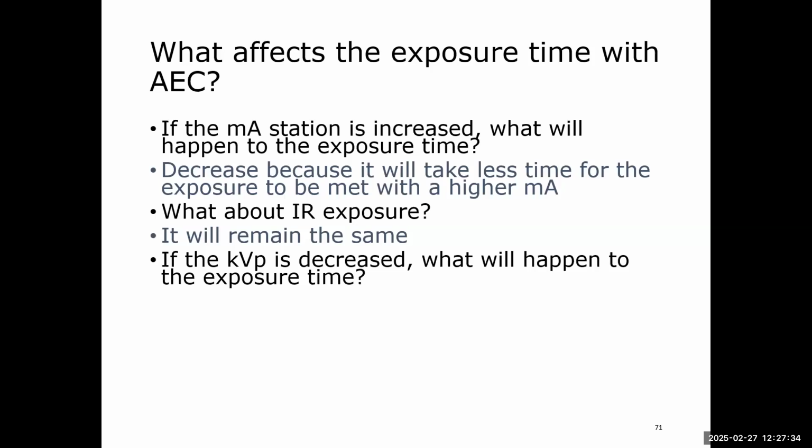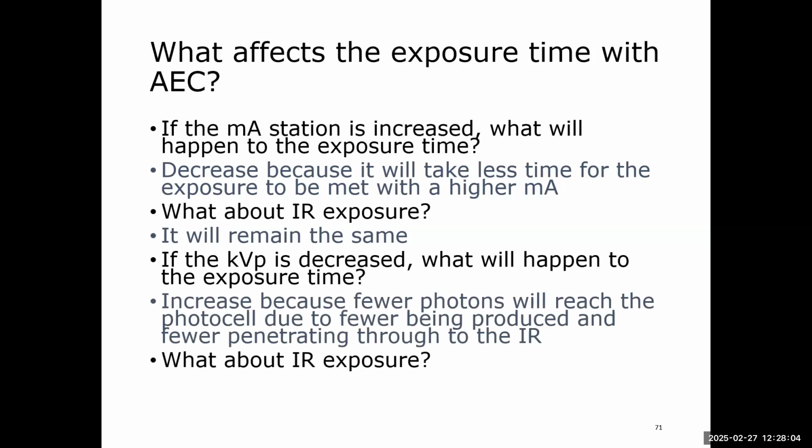Let's talk about kVp. If we're setting up the control panel and we go from 70 kVp down to 60, make sure I'm reading it right, so we're decreasing, what's going to happen to our exposure time? Is it going to go up or down? It's going to have to go up, right? Because it's going to take longer for that preset charge to get met than if we used 70. So remember, the IR exposure is going to stay the same. It's just going to be changing the time of the exposure.